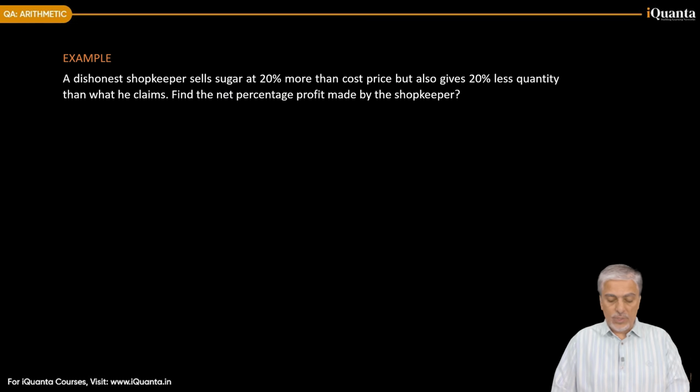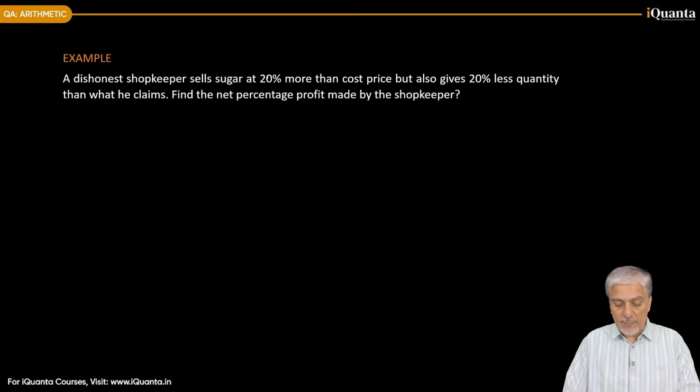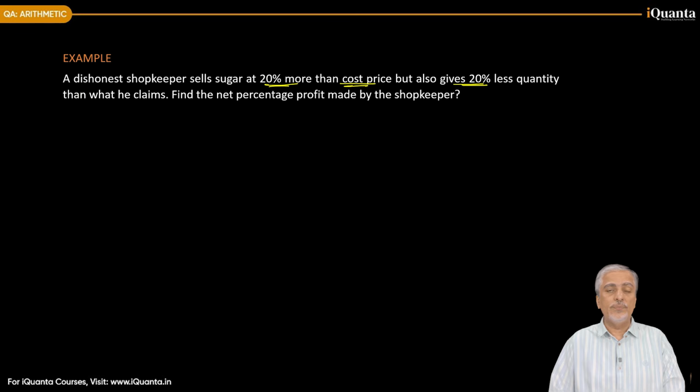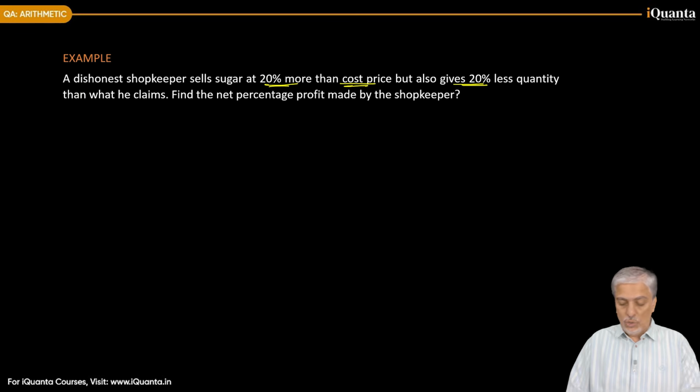Let's have a look at the next question. A dishonest shopkeeper sells sugar at 20% more than the cost price, but also gives 20% less quantity than what he claims. Now, this is a very interesting one. Find the profit percentage.